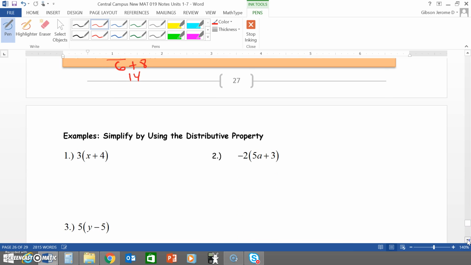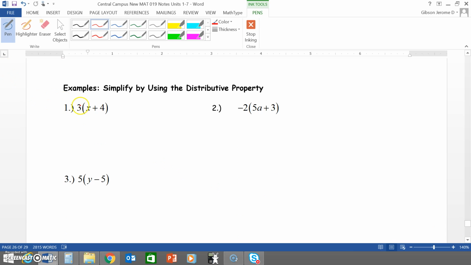Now it says simplify by using the distributive property. So we will have 3 times x, because x is the first term, and plus 4 is the second term. So this 3 is positive, so it'd be plus 3 times, and then that's a positive 4, so it'll remain positive 4. So 3 times x is 3x, 3 times 4 is 12. And that is the final answer for that problem.